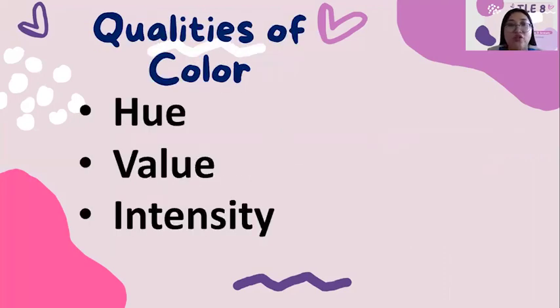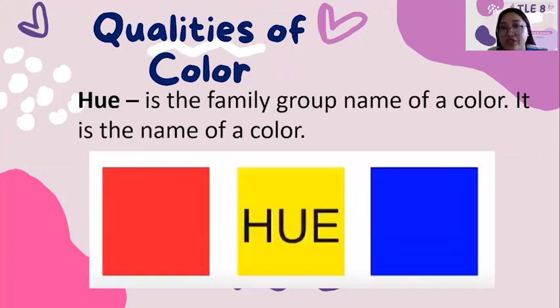There are also different qualities of colors. We have the hue, value, and intensity. When we say hue, this refers to the origin of the colors. We can see the primary and the secondary colors. These are the yellow, red, and blue.